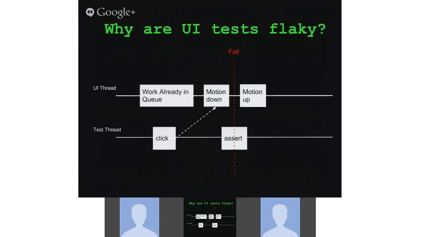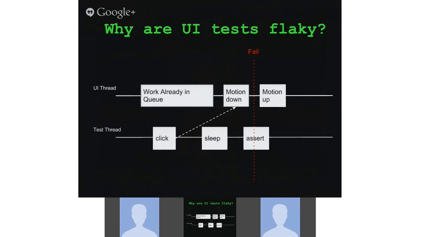Why are the tests so flaky? Well, in Android, we have a UI thread which runs the business logic. And then we have a test thread, which requests a click, which translates as a motion down in the UI thread, and then motion up. Some side effect happens meanwhile, and if you don't assert at the right time, we get a failure. We solve this by putting in a sleep. OK, that works. But then in the future, something changes in the code, and our side effect changes the timing, and then we again have a failure.